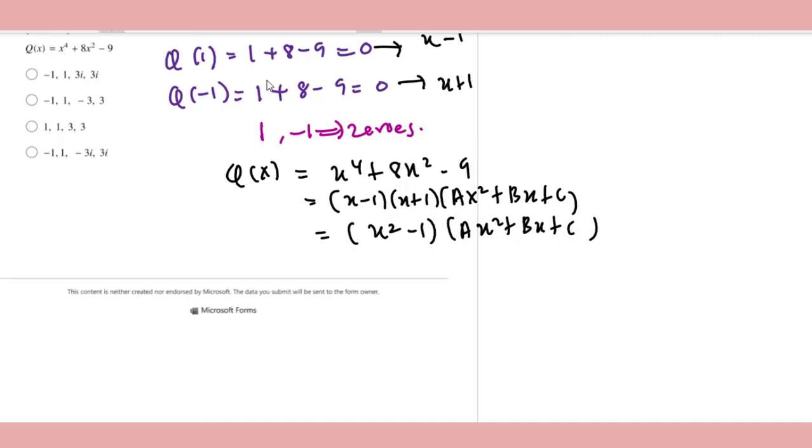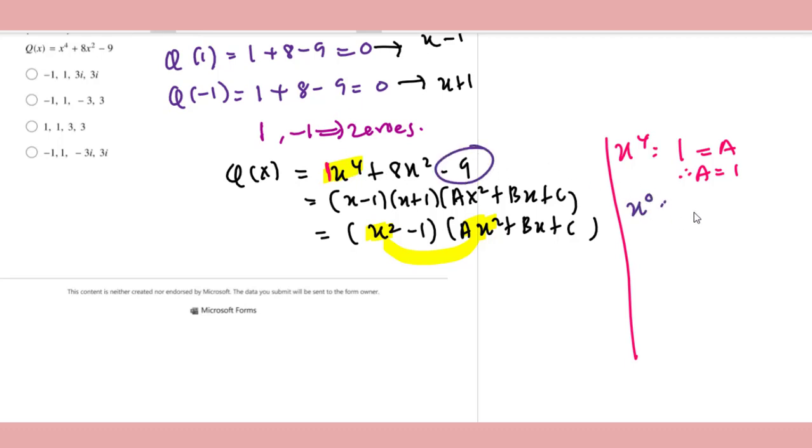Try to find the coefficient of x to the power of 4. This one times this. On the left hand side the coefficient is 1, and x squared times ax squared gives a. Therefore a is equal to 1. Next, find the constant. The constant here is negative 9. Then here the constant is negative 1 times c, negative c. Therefore c is equal to 9.